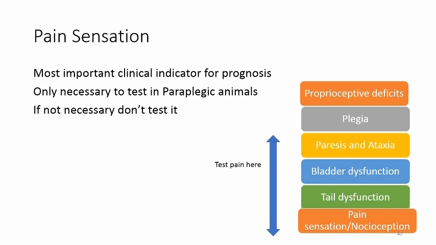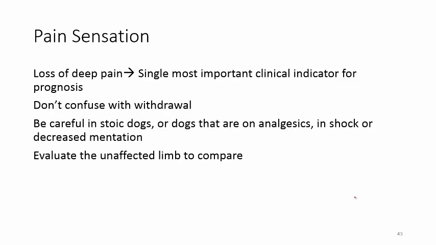So again, pain sensation is the most important clinical indicator for prognosis. And it's only necessary to test in paraplegic animals. If the animal is walking around, it's not necessary, don't test it. They don't like to be pinched with forceps and things like that. I'm generally using my fingers and pinching fairly hard with my nails. In an animal that is not paraplegic, I'm going to get a response. If I don't get a response with my fingers, then I'm going to pick up a hemostat. So here's the thing. Loss of deep pain is the single most important clinical indicator for prognosis.